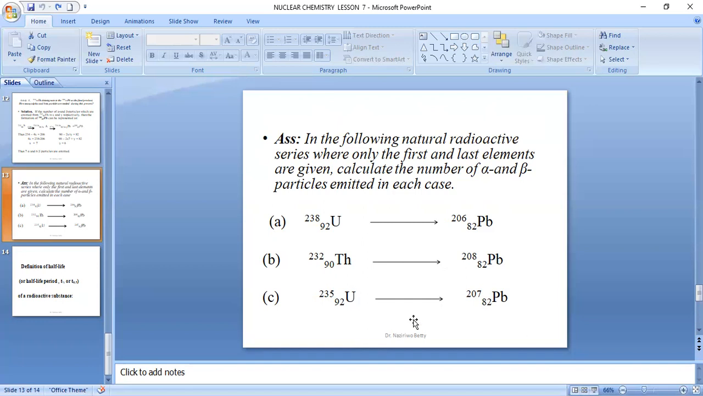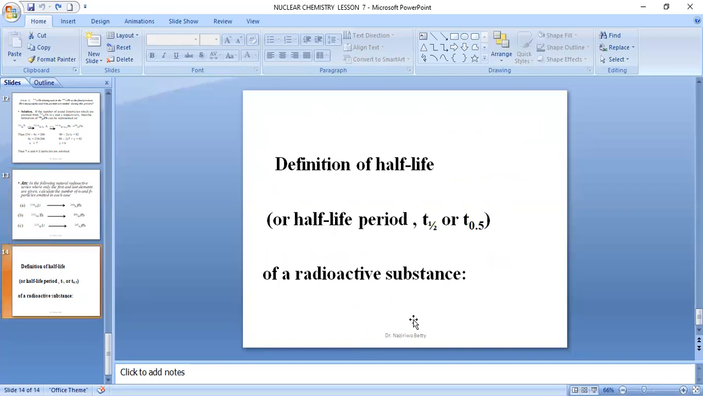So next time, we shall begin with defining the half-life or half-life period of a radioactive substance.